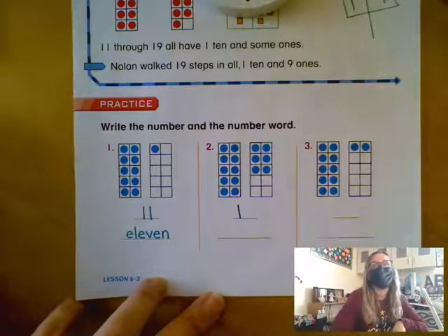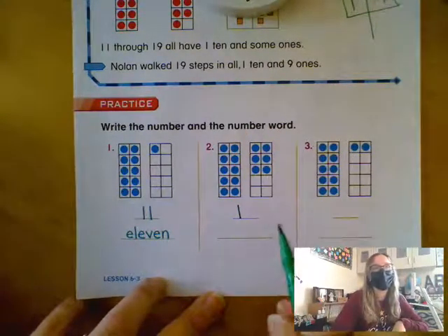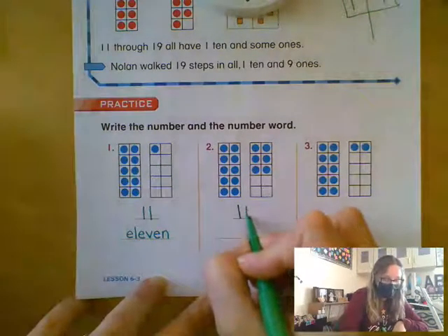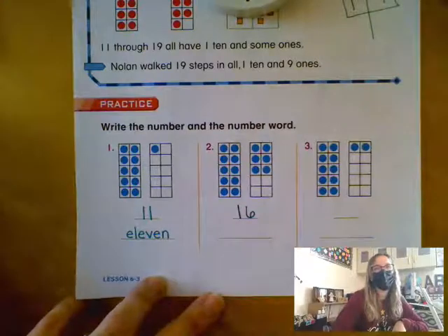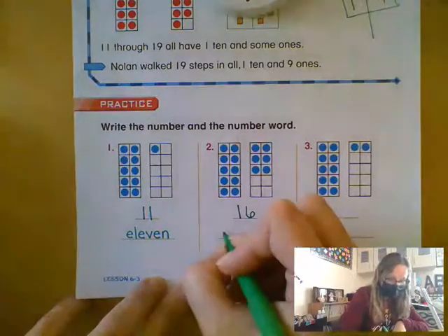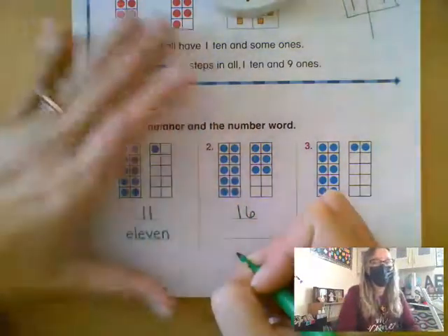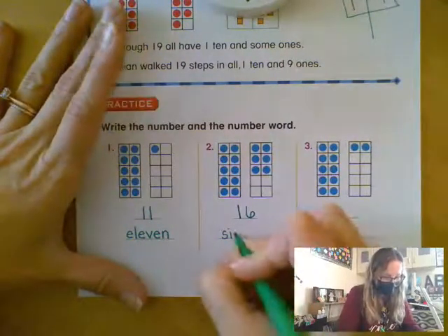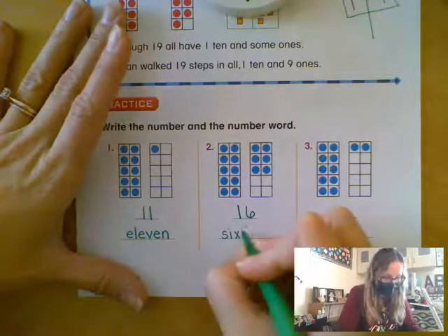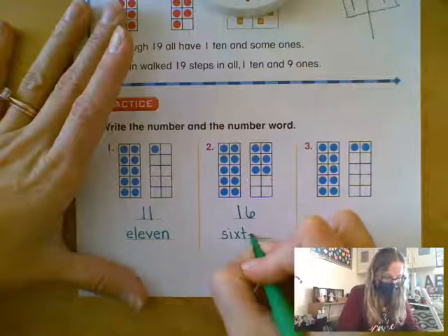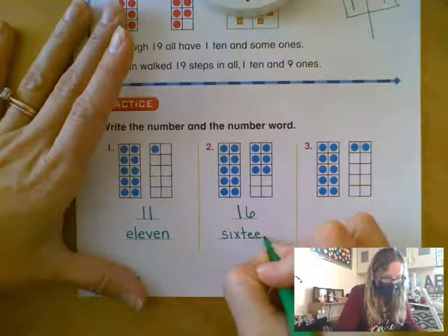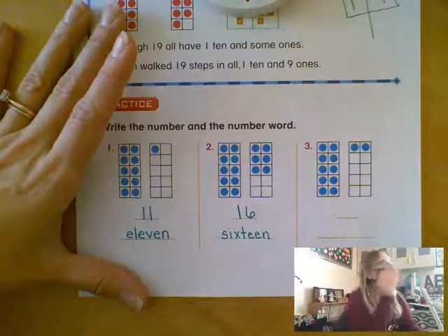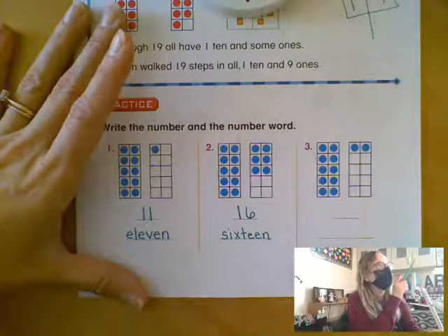Now, how many left over in the other 10 frame? Austin? 6. So I have 1 10 and 6 ones. What number is that, Austin? 16. So everyone, we're going to write the number word 16. It's S-I-X-T-E-E-N.